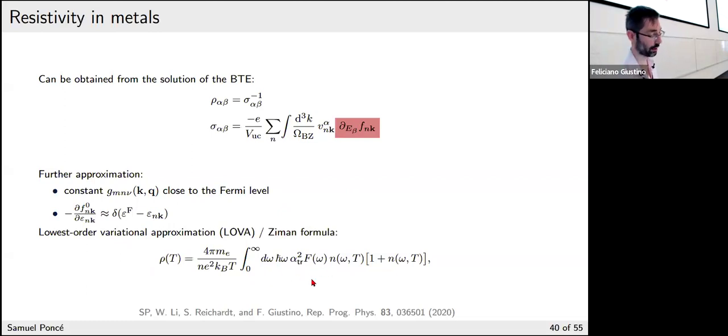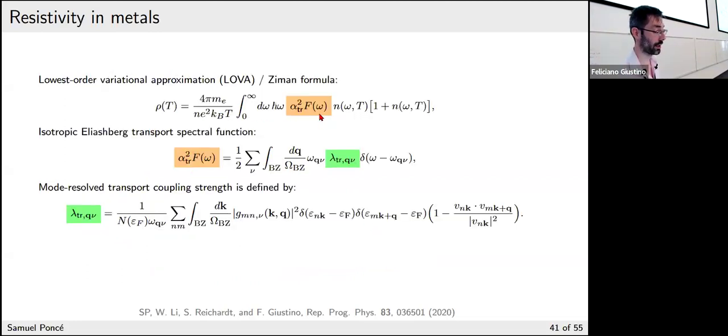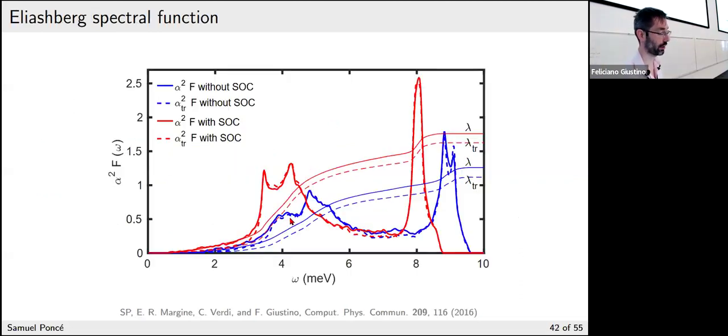And so the reason why sometimes we like this formula is because now you can express it in terms of the Eliashberg spectral function. You can notice the transport, so it's a slightly different version of the Eliashberg spectral function. This will be presented in detail by Roxana in the next talk. But basically, this Eliashberg spectral function is proportional to the phonon frequency, and then the mode-resolved transport coupling strength. And the point is that sometimes you have access experimentally to this quantity, and therefore you can predict the resistivity from this quantity only.